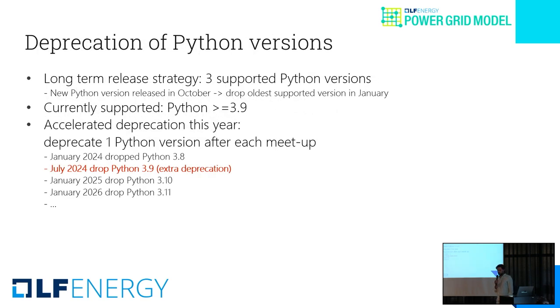And then we get to the part of community decisions or announcements. So first of which is the deprecation of Python versions. As some of you know, our long-term release strategy is to support 3 Python versions. In October, a new Python version is released, and then we're planning on dropping the oldest supported version in January after that. Currently, we support from Python 3.9 up, meaning that we support 4 versions at this moment. So we're doing an accelerated deprecation this year. So in July, we'll also drop 3.9, and then we'll only support 3.10, 11, and 12 from July onwards. And then from then, every January, a new Python version will be dropped.